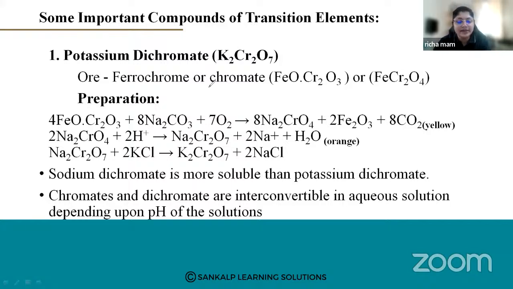So in acidic medium, this potassium dichromate acts as a strong oxidizing agent. It acts as what? It acts as a strong oxidizing agent. So this is the second point.